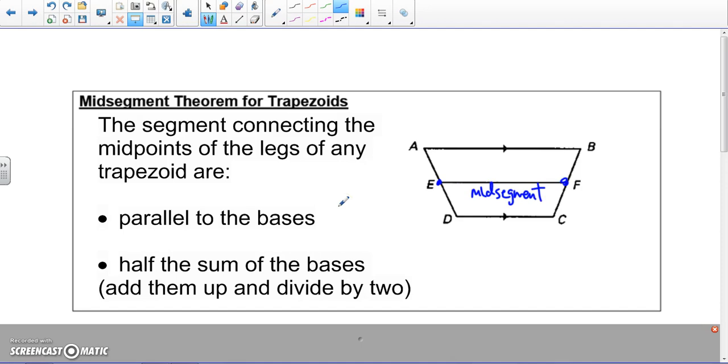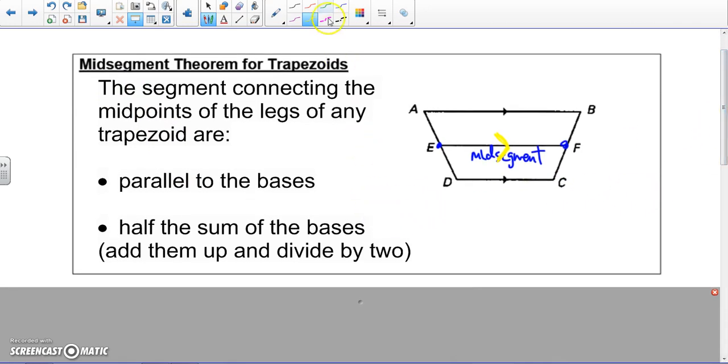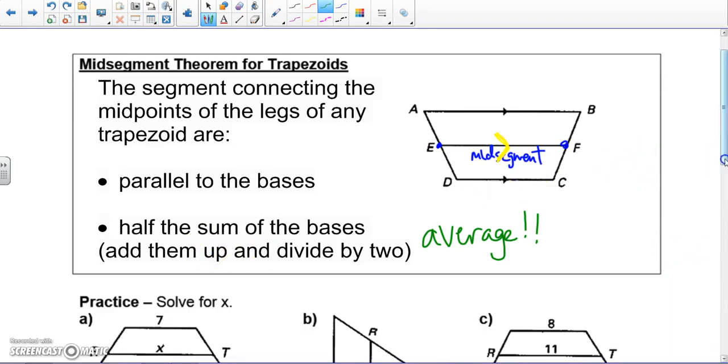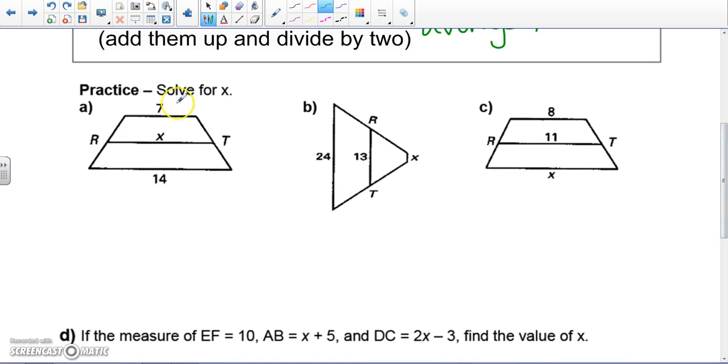Okay, so that mid-segment is parallel to the two bases. So we still have alternate interior, corresponding angles, all that good stuff still applies to those parallel lines. And the mid-segment is half the sum of the bases. So an easier way to say that is it's the average of the bases. So add them up, divide them by 2. So here's what you will see.